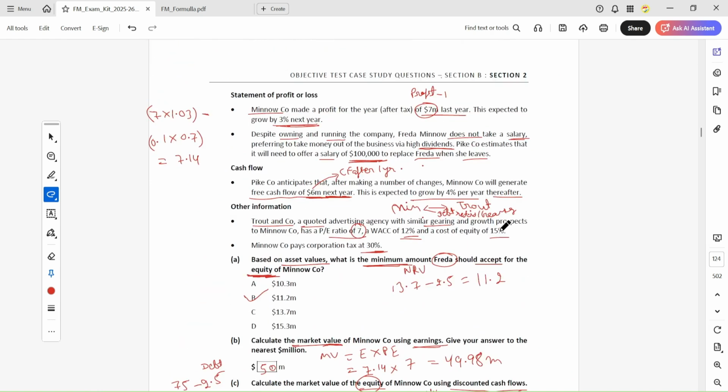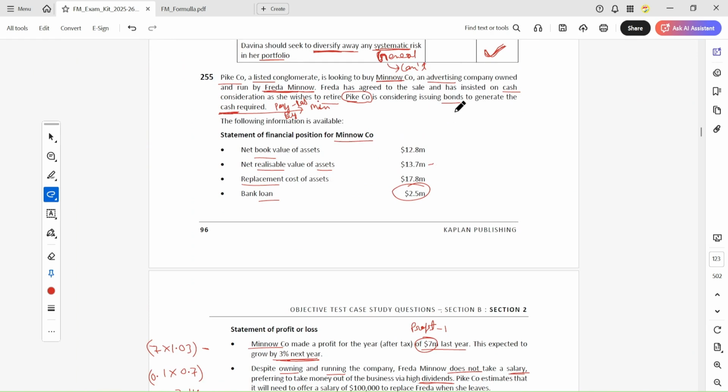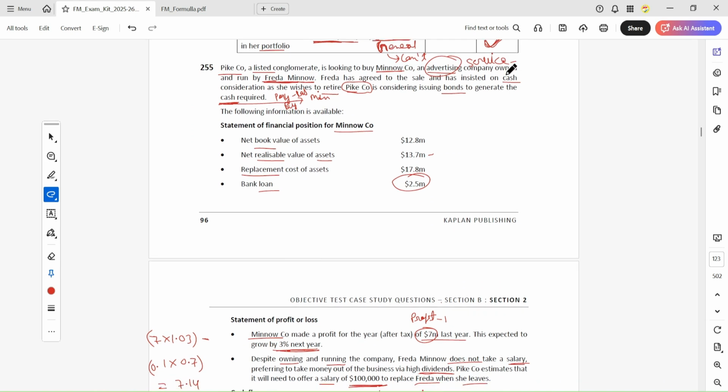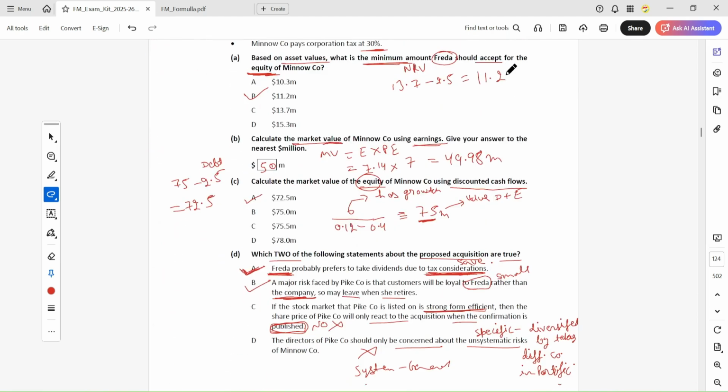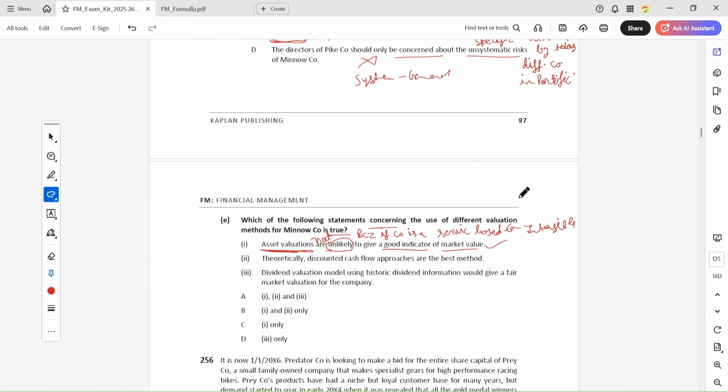And here our company is an advertising company, which is a service company. They provide the service of advertising, so they have lots of intangible assets like goodwill and patents. So this is not a good indicator.